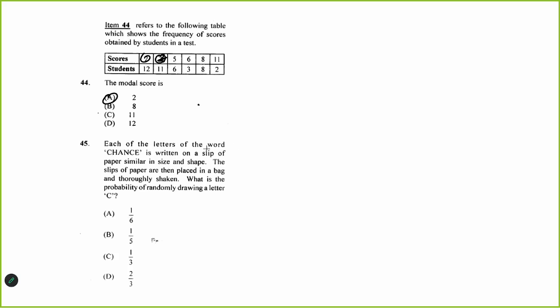Each letter of the word chance is written on a slip of paper similar in size and shape. The slips of paper are placed in a bag and thoroughly shaken. What is the probability of choosing C? How many times do you see C? There's 2. Your desired is 2 out of 1, 2, 3, 4, 5, 6. 2 out of 6, which is a third.